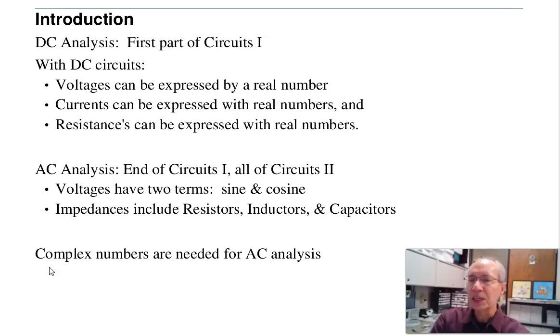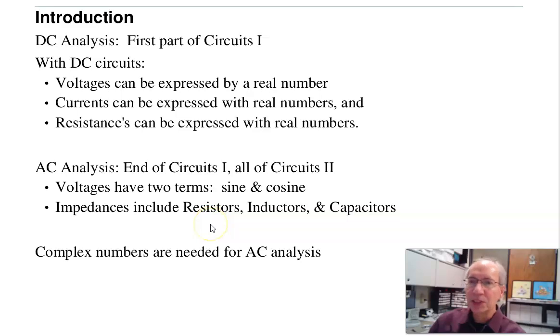But now that we're using sine waves, I need two terms, sine and cosine, or amplitude and angle. That'll be complex numbers. When I include inductors and capacitors, capacitors are different than resistors. Inductors differentiate current, capacitors integrate current. I'll need to come up with a way to represent the impedance of a capacitor and inductor using phasors. And finally, we'll look at using complex numbers to analyze an AC circuit. That's phasor analysis.